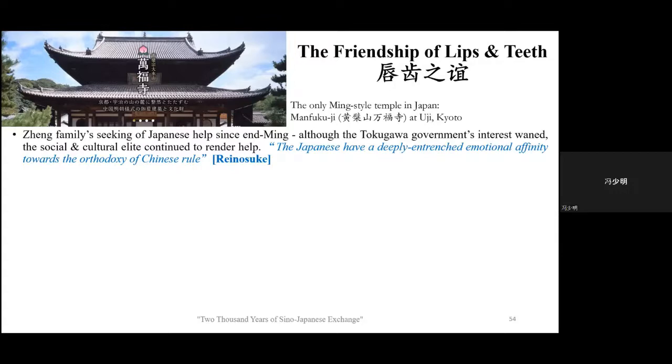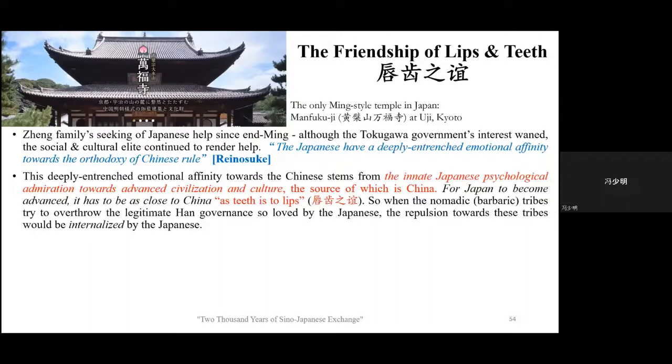Zheng's family seeking Japanese help means that the Japanese had a very deeply entrenched emotional affinity towards the orthodoxy of Chinese rule. And this emotional affinity stems from the innate Japanese psychological admiration towards the advanced civilization and culture, the source of which is China. So for Japan to become advanced, it has to be as close to China as possible, as close as teeth are to lips. So when barbaric tribes try to overthrow the Han Chinese government, the Japanese people will be very revolted towards these tribes.